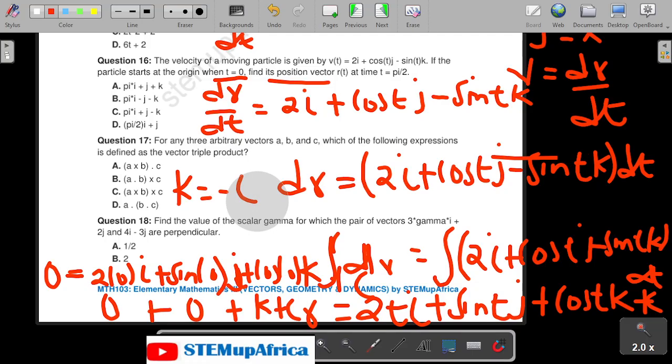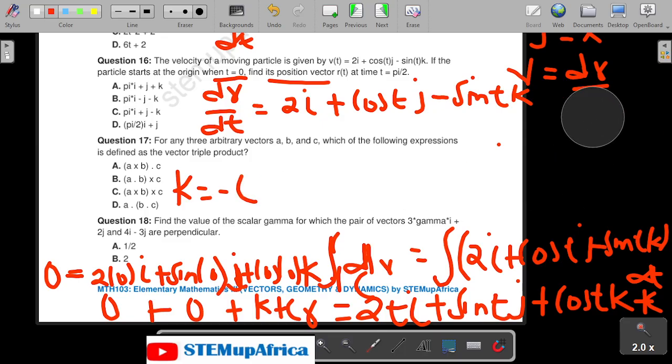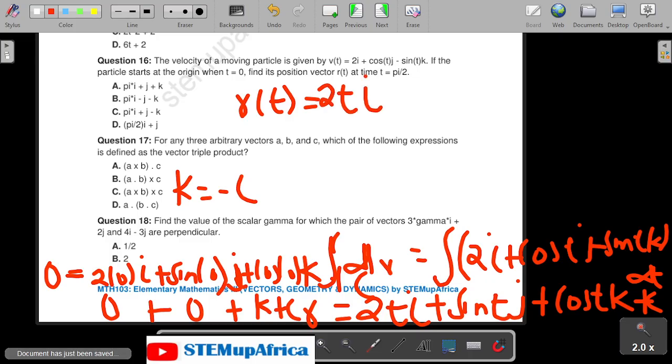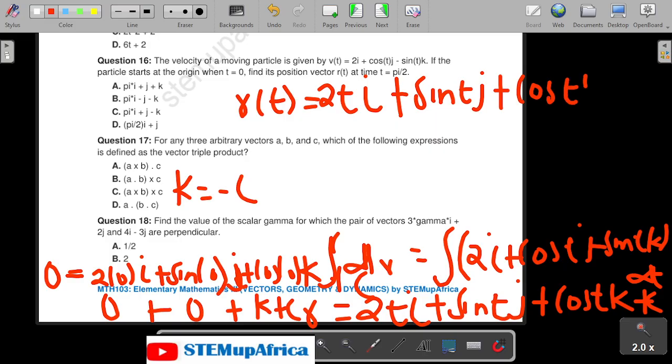We're going to have, let me erase this part, r as a function of t will give me 2t i plus sine t j plus cos t k plus minus k. That's now the value of c.